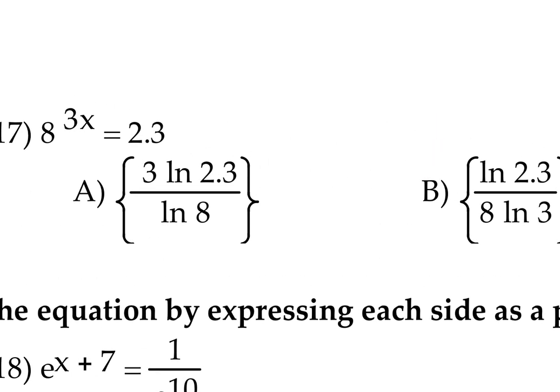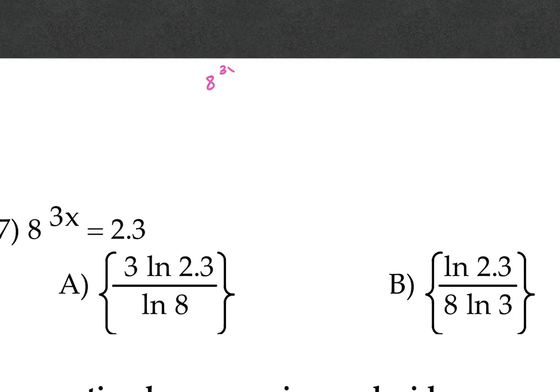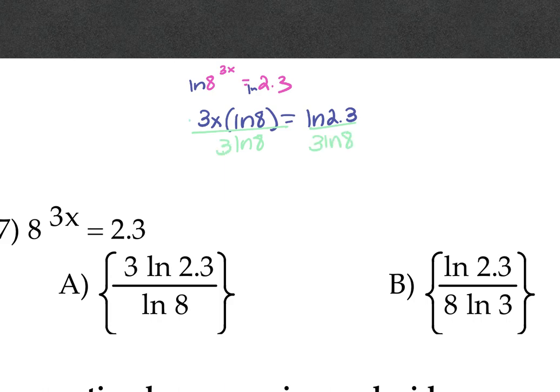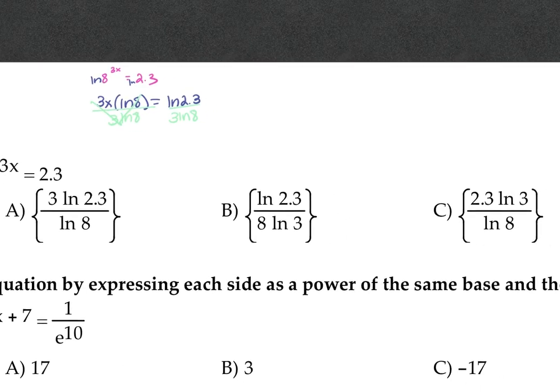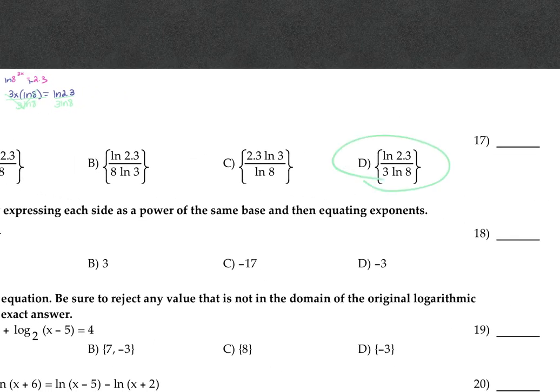Again, two bases that can't be changed to be the same. So I would do 8 to the 3x equals 2.3. We're going to ln both sides of the equation. The 3x bumps to the front this time. Ln of 8 equals ln of 2.3. Divide both sides by the ln of 8 and the 3. You can do both at the same time. And I get x equals ln of 2.3 divided by 3 ln of 8, which is this last one.